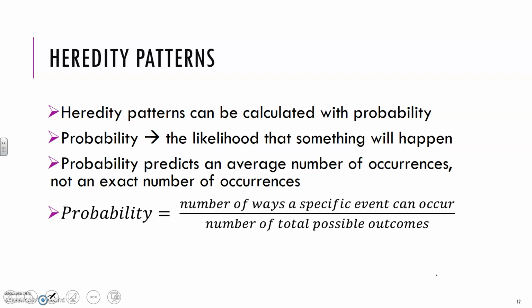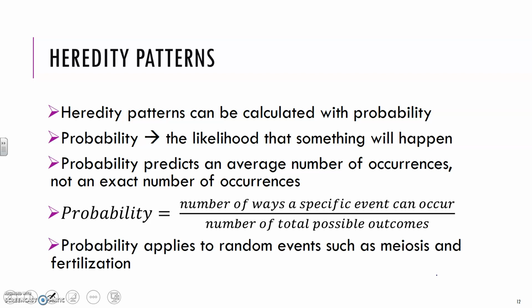So probability is the number of ways a specific event can occur over the number of total possible outcomes, which is what we were looking at earlier. So we counted the number of boxes inside the Punnett square, and that was our total number of possible outcomes. And then we tallied up the different genotypes or phenotypes that would give a specific outcome that we're looking for. And so that's how we calculated our probability. Like I said, it's a lot easier to do it with a Punnett square than it is to just do the straight up math part of it.